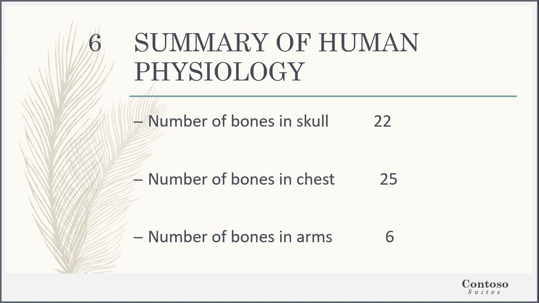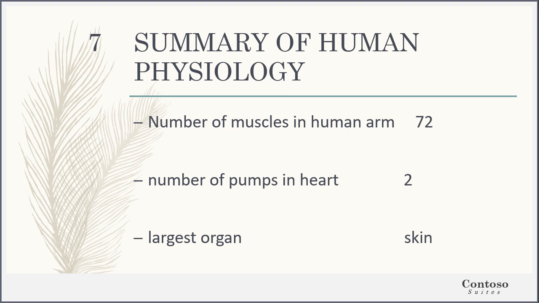So here we are talking about the number of bones in the arm, that is 6, and the number of muscles in the human arm is 72. Muscles are a different structure and bones are a different structure. So the number of muscles is 72 and the number of bones is 6. The number of pumps in the human heart is 2, and the largest organ in the human body is the skin, which is spread throughout the human body.